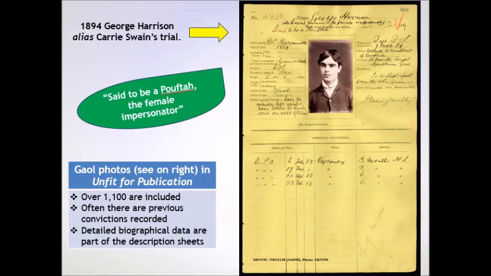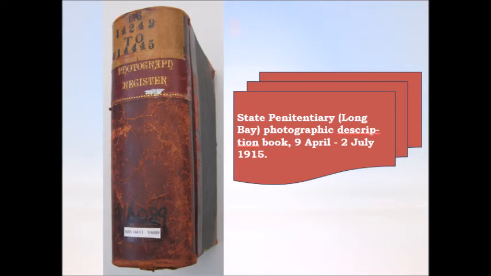The jail photograph of George Harrison, which you have seen on the previous slide, has come from one of those photographic description books you are presently seeing on the slide. And it makes very interesting reading to open these books.